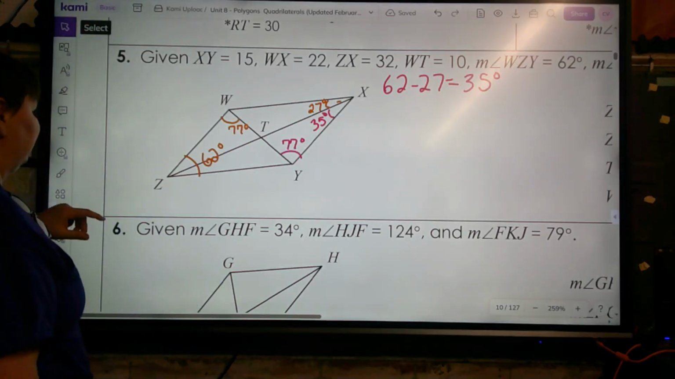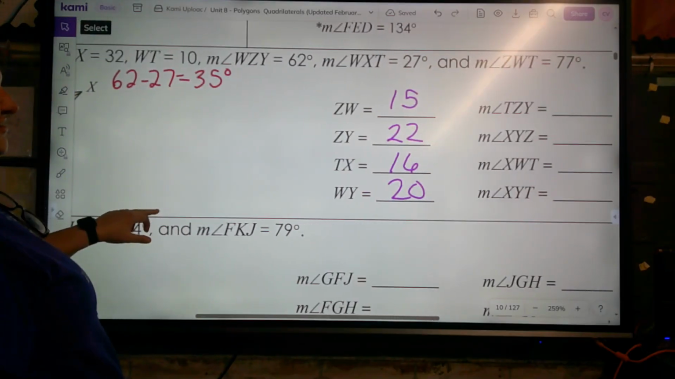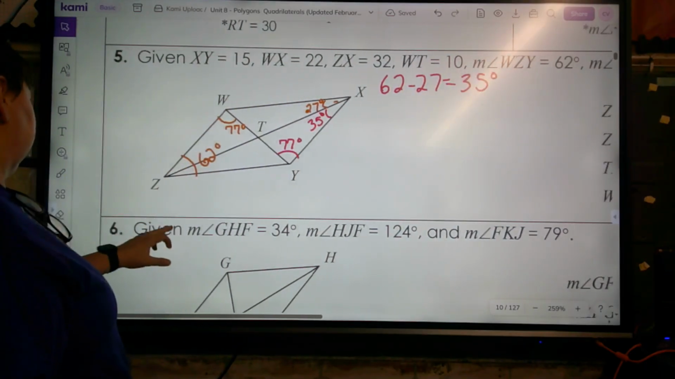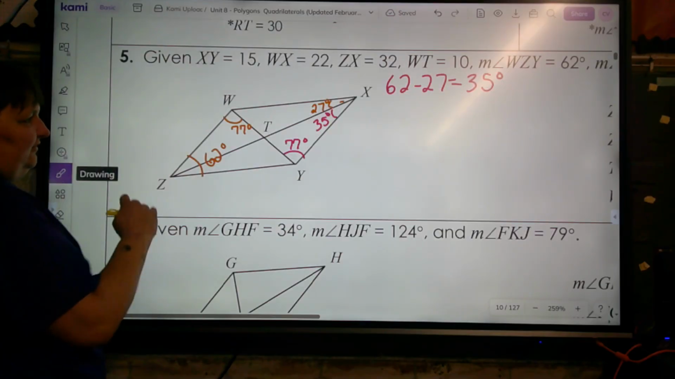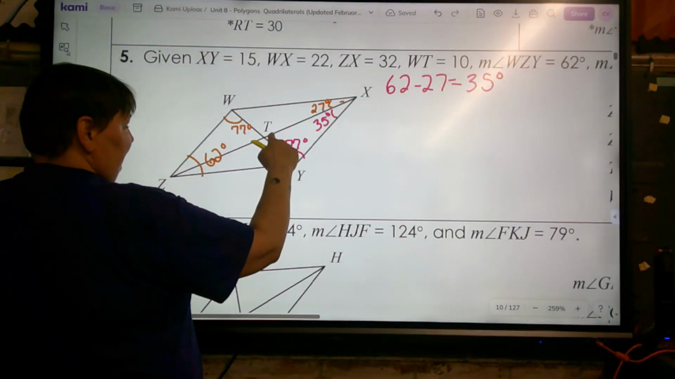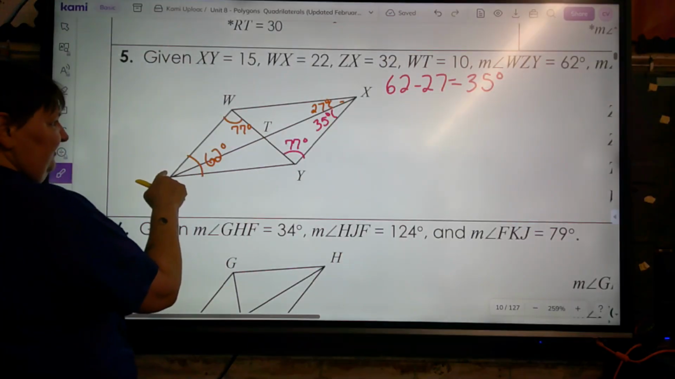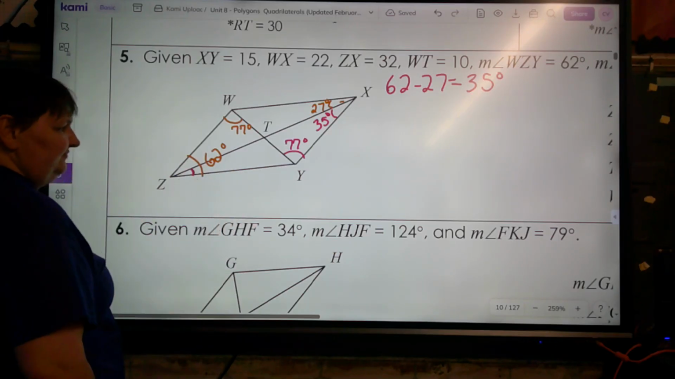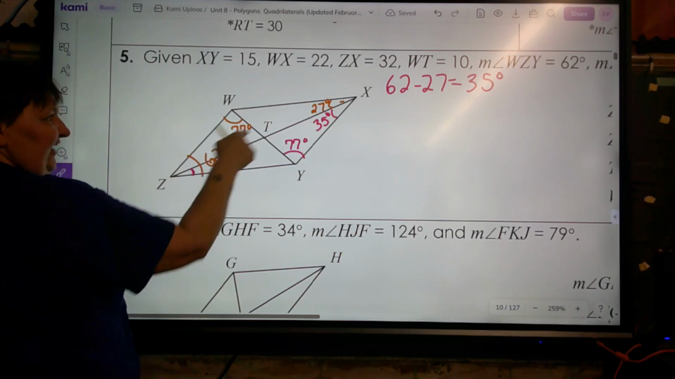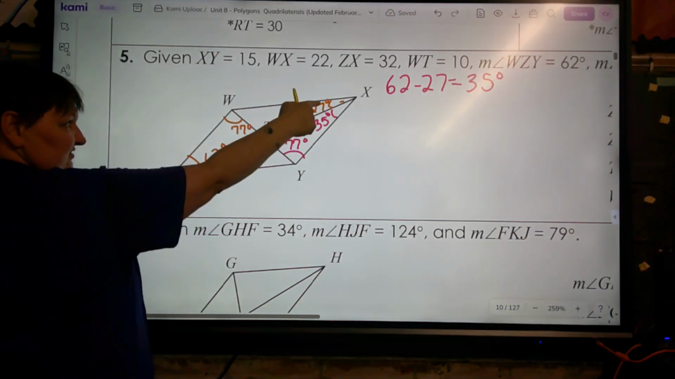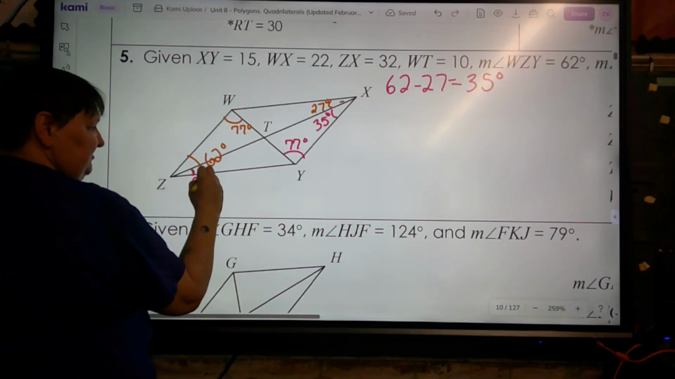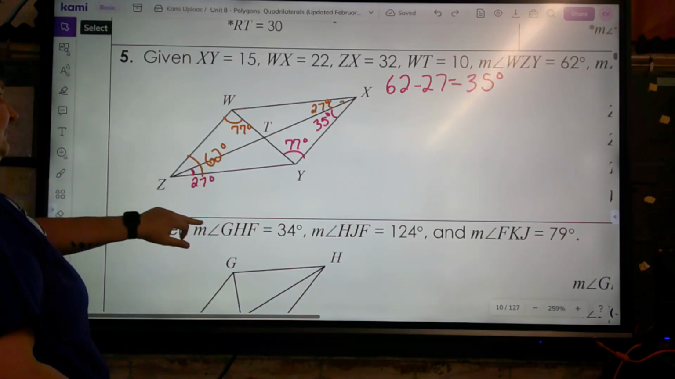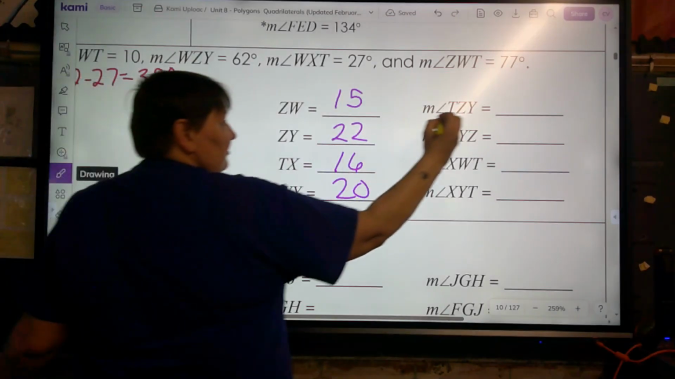Let's see what it's going to ask for. Let's see if we have enough information. TZY is the first one. So they want to know this one. Alternate interior angles. If this one's 27, this one has to be 27 degrees. So 27.